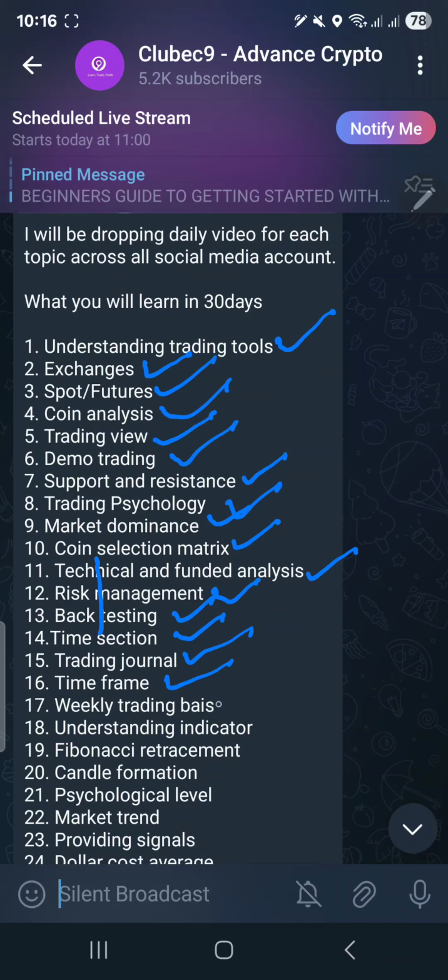Then we have weekly trading bias. On a weekly basis, you can do your holistic analysis to know the market direction so that you can understand how to go about your trading for that particular week. Then we have understanding indicators.